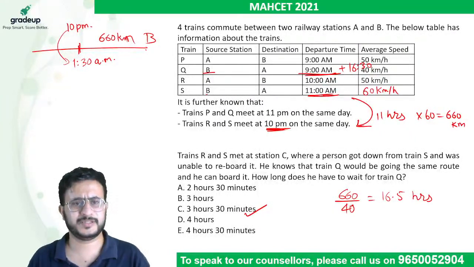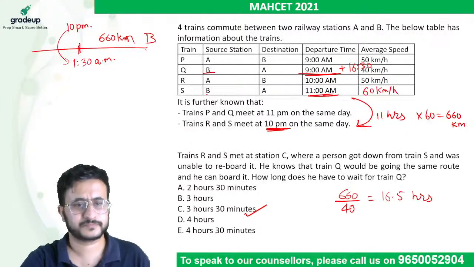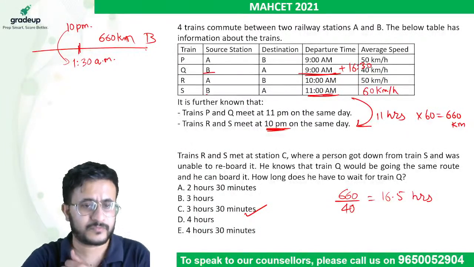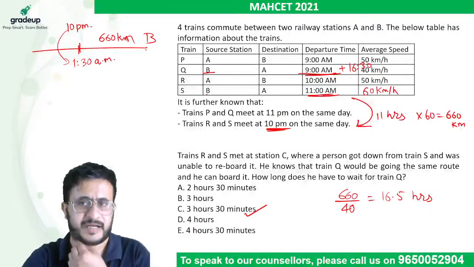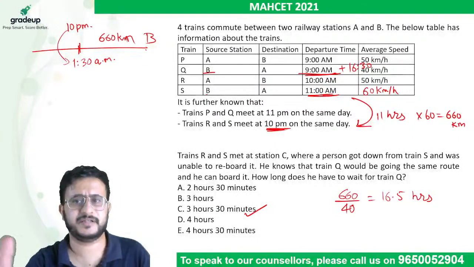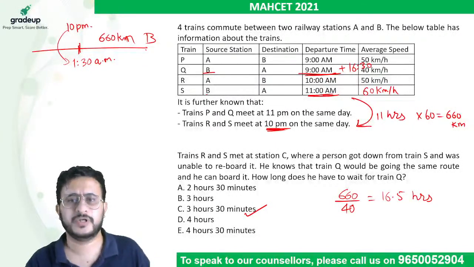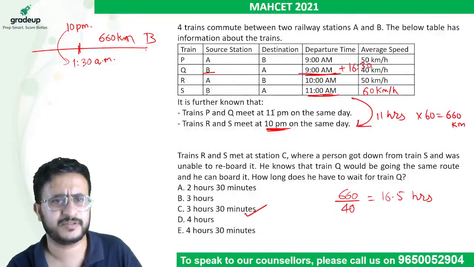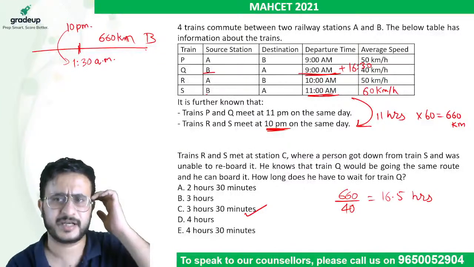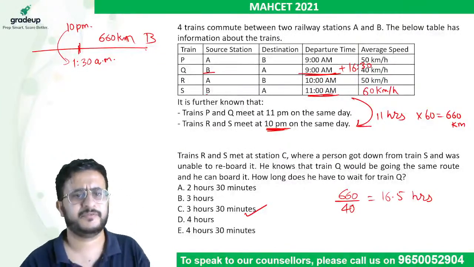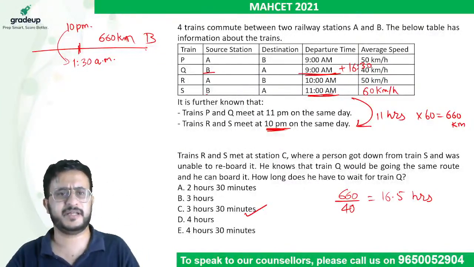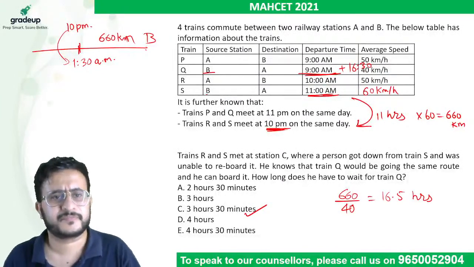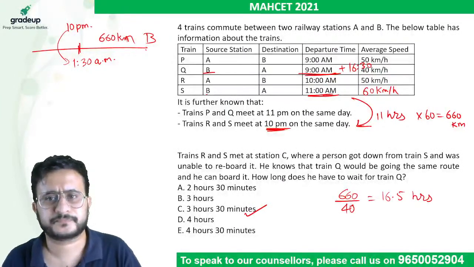So, good question, isn't it? Yes, that can also be done. You can find the distance covered by Q till 10 p.m. and find how much remaining it has to cover. I mean, this is a straightforward thing. Just add the number of hours. Why do you want to find the distance covered and then divide? Anyway, you need this distance, 660 kilometers.